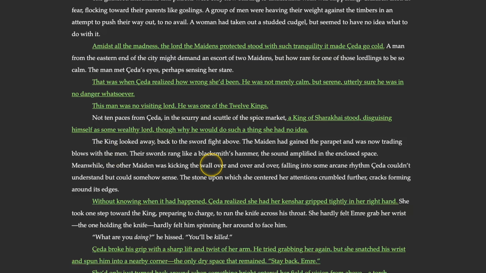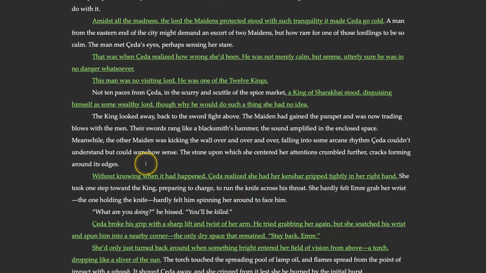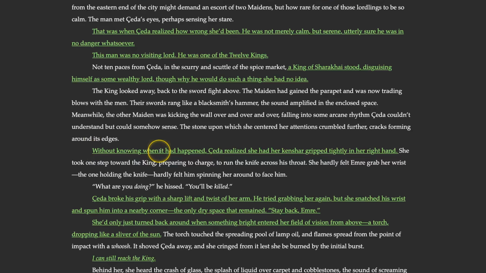So there's a fight breaking out above with the maiden who went to the top of the tower. The other maiden is trying to break her way through the tower. And then without knowing when it had happened, Cheetah realized she had her kenchar gripped tightly in her hand, her knife.